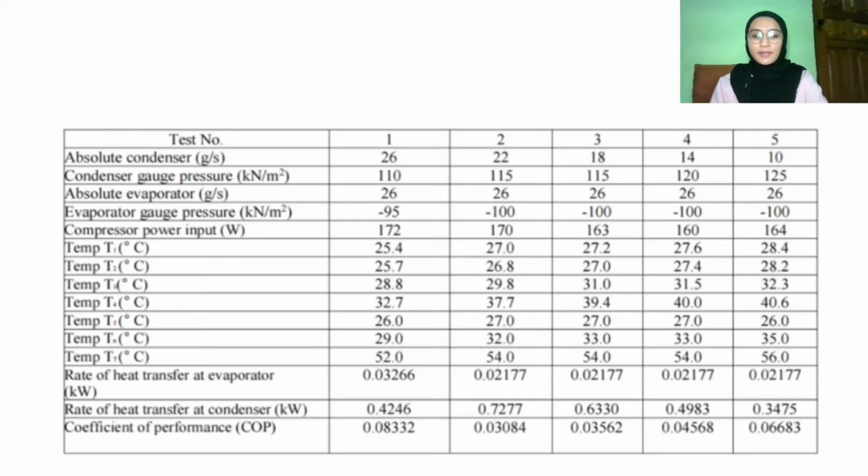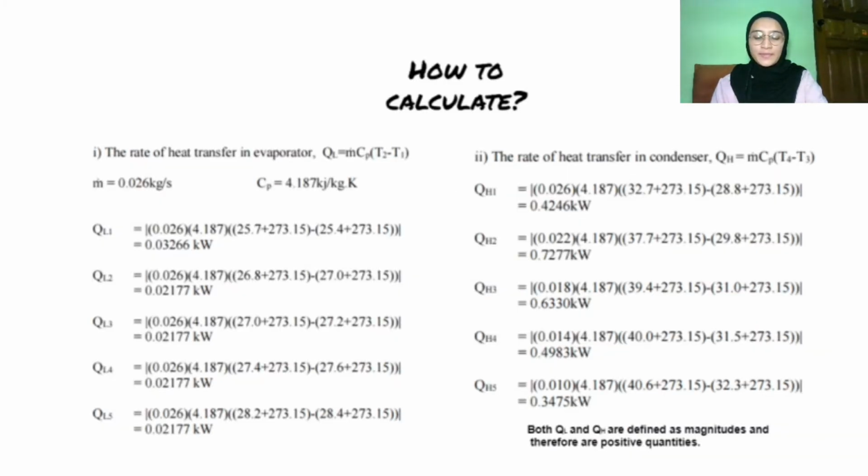This is the data that we got from the experiment. From the data, we need to calculate the rate of heat transfer at the evaporator, the rate of heat transfer at the condenser, and the coefficient of performance. This is how we calculate. First, the rate of heat transfer in the evaporator, QL, equals mass flow rate times specific heat of water times the difference in temperature, T2 minus T1. The mass flow rate needs to be converted into kilograms per second and the temperature into Kelvin.